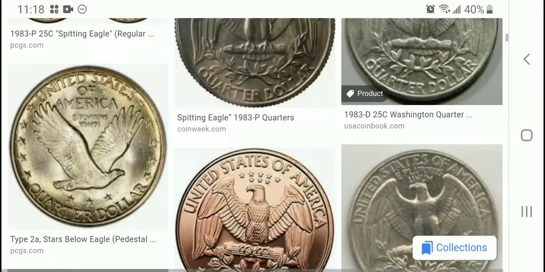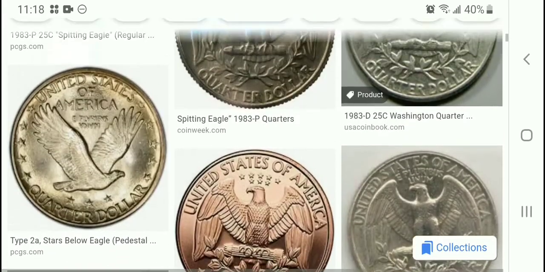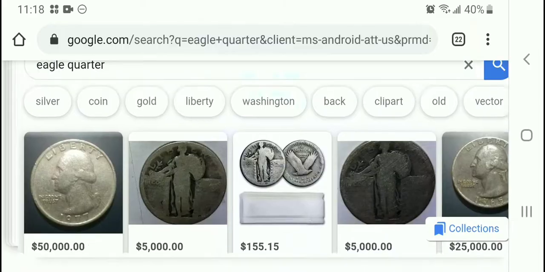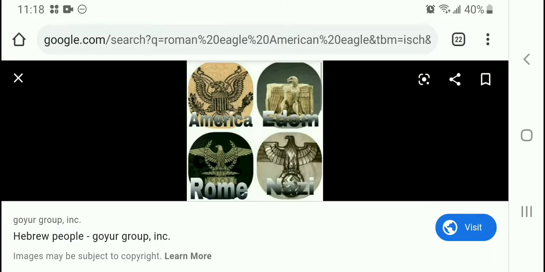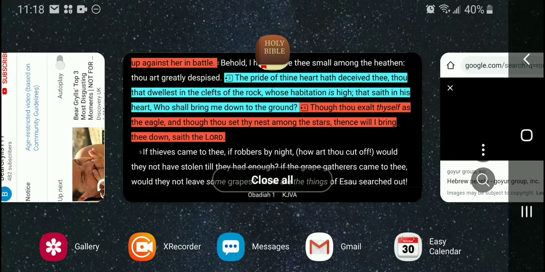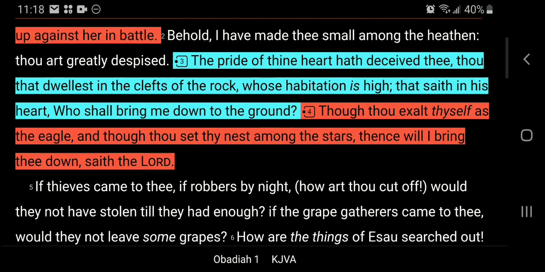Now, why is this eagle so predominant, you know? And also, the eagle is symbolic to ancient Rome. As you can see, America has an eagle. Ancient Edom has an eagle. Rome has an eagle. Nazi has an eagle. So all this stuff ties in together, man. You see? Though thou exalt thyself as the eagle, and though thou set thy nest among the stars, thence will I bring thee down, said the Lord.